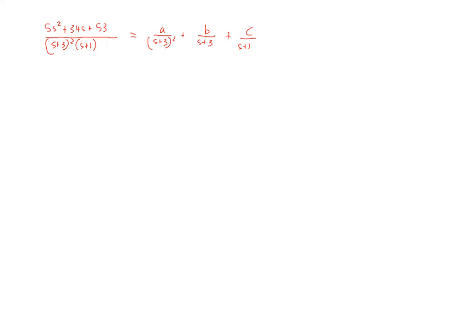Okay, and then you can either clear denominators the way I showed you, or you can multiply by (s plus 3) squared times (s plus 1). And if you plug in negative 3 and negative 1, you're going to find A and C. I'm sorry, you are going to find all but one, and then you will need to find the third one, which you can find either by plugging in any other value of s that you like, or by setting one of the coefficients equal to the corresponding coefficient on the left. So either of the two is going to work just fine. Okay. Any questions?